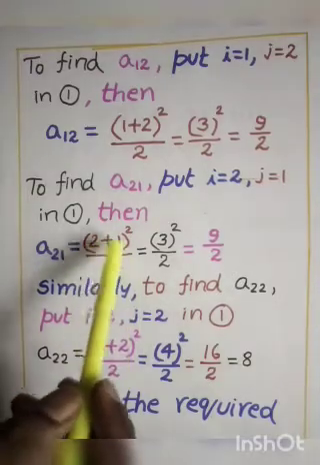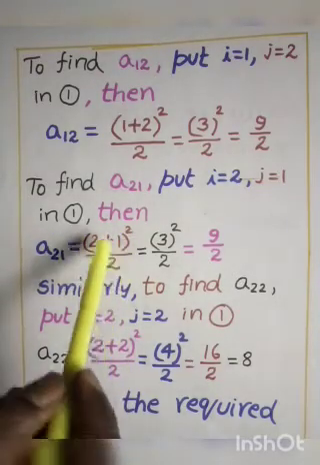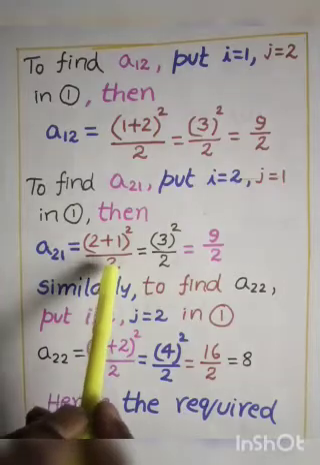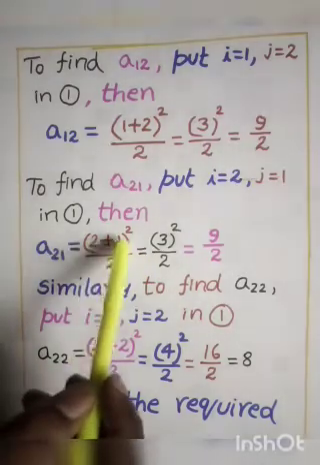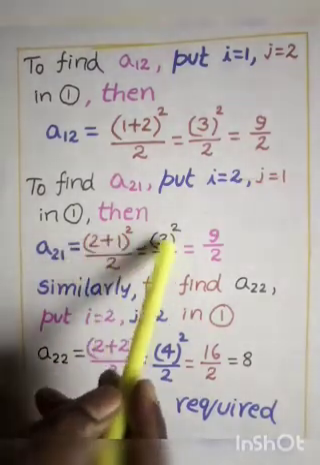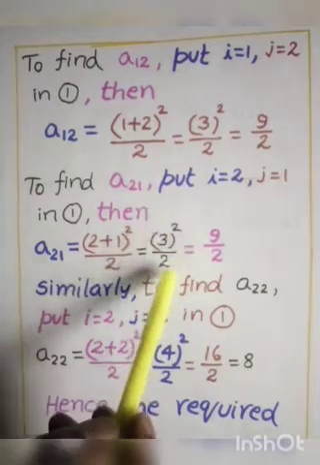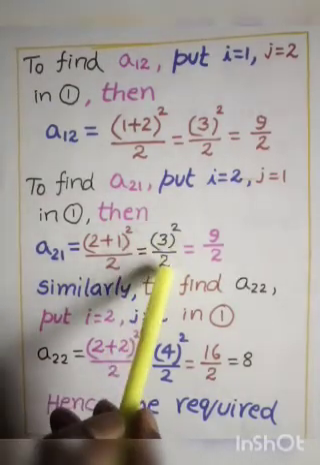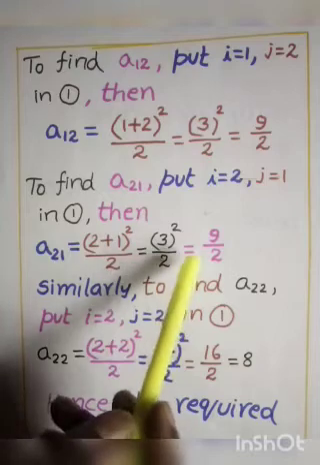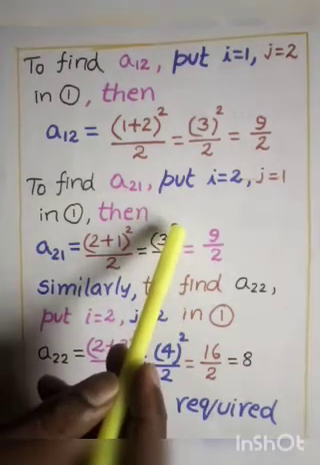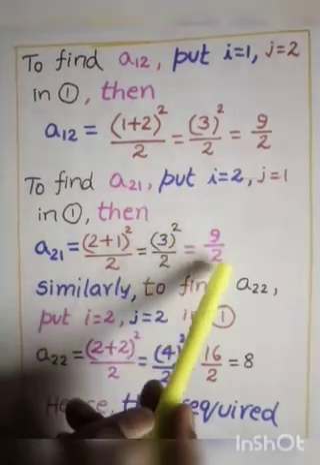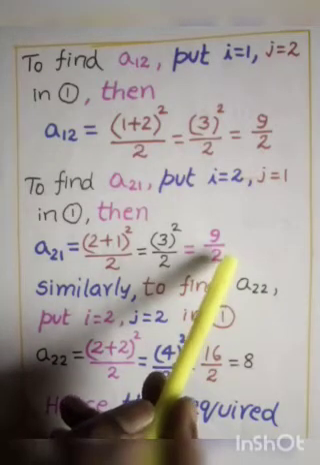Then (2 plus 1) whole square by 2. Understood this step, my dear children? That is equal to, what do you get in this bracket? 3, 2 plus 1 is 3. So 3 whole square by 2. Understood this step? That is equal to, what is the value of 3 square? 9. 9 by 2. Understood this step, my dear children?